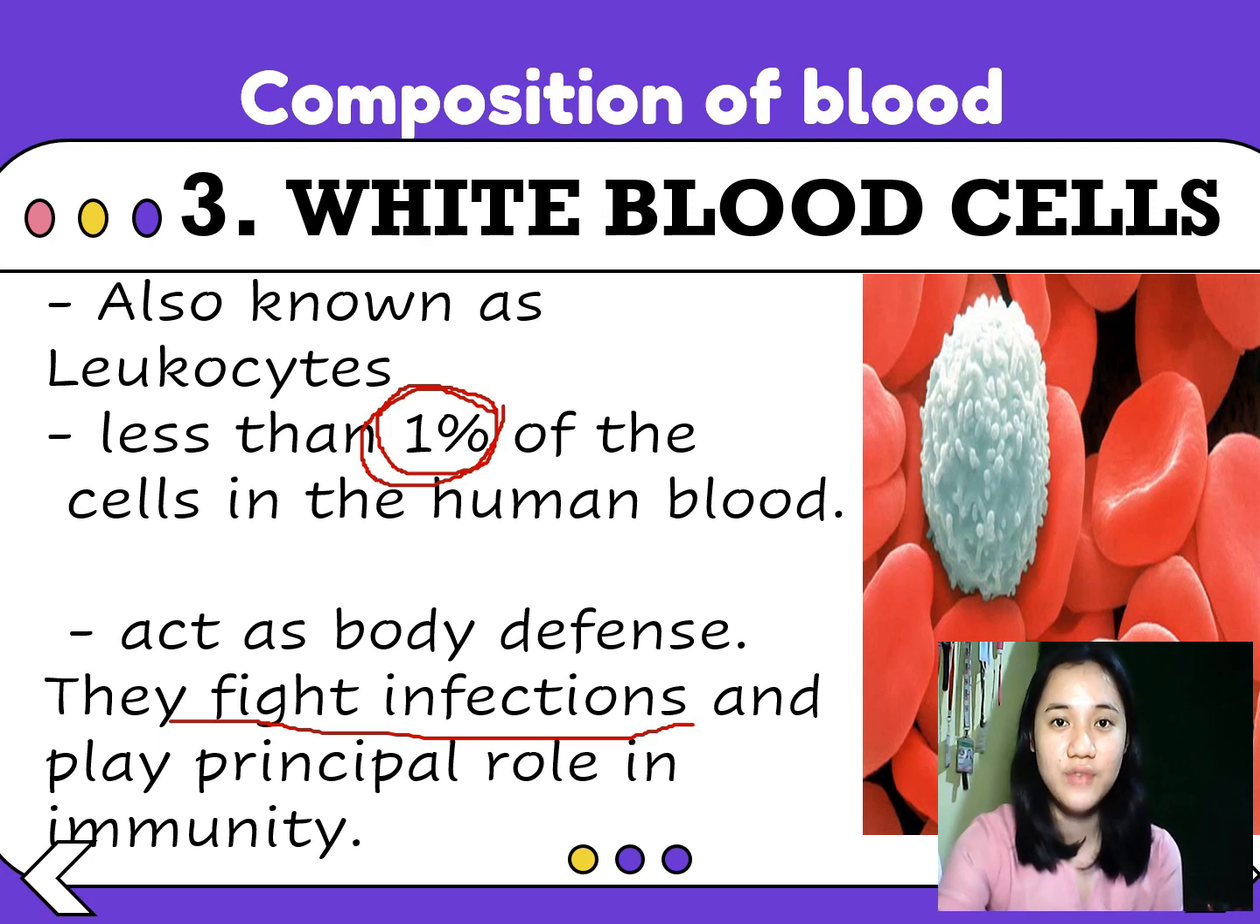Once na may pumasok na invader sa ating body, sa ating immune system, dumadami sila. So, nagmumultiply yung 1%. Okay? Depende sa kailangan ng katawan. So, ibig sabihin nun, 1% siya kung normal or walang infection ang isang tao. But, pag kailangan siya ng katawan, nagkakaroon ng pagdoble ng number. Depende sa need ng body. Okay? So, yun po ang main function ng white blood cell.